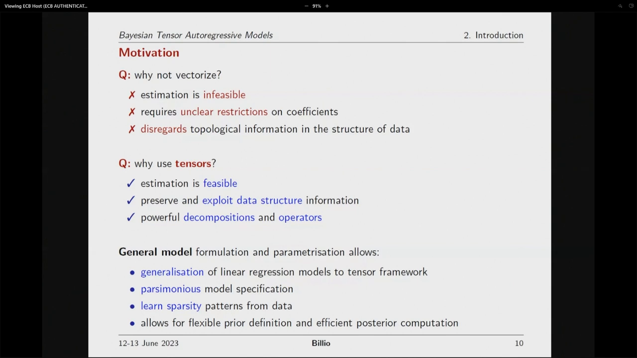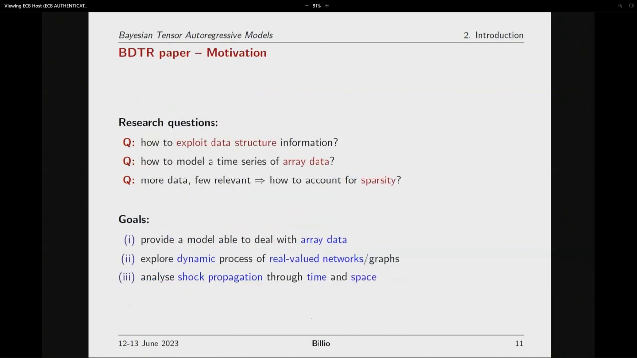Practically, the general model that we propose is a generalization of the linear regression models to the tensor framework. And as I said, we need to introduce parsimony in terms of model specification, but at the same time, we need to also learn sparsity patterns from the data, in such a way to put together the parsimony on one side, but also the sparsity. And clearly, working with a sufficiently flexible prior definition and using efficient posterior computation, we can obtain the result.